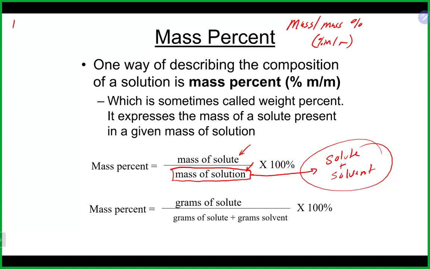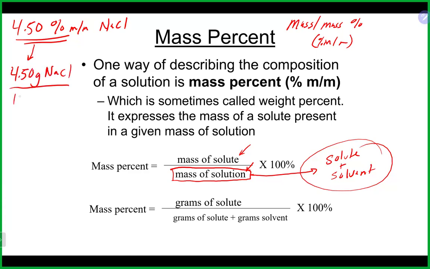So for example, if you had something that was 4.5% by mass sodium chloride, you can turn this percentage into a usable conversion factor. And you could do that by basically assuming 100. And what that would really represent is, in this case, you had 4.50 grams of sodium chloride in 100 grams of solution. So that is a way, if you are given the percentage, you can actually turn it into a conversion factor.